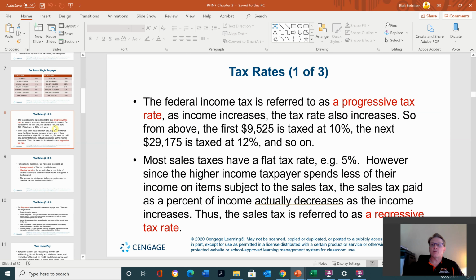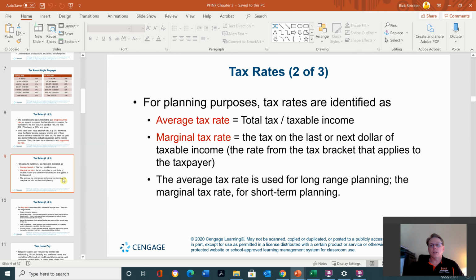So, tax rates: federal income tax is referred to as a progressive tax because as you make more, you pay a higher percent of your taxes. The average tax rate equals the total tax divided by the taxable income. The marginal tax rate is the tax on the last or next dollar of taxable income. The marginal tax rate is what I was trying to say about determining which job and how much money you're going to make. Take taxes into consideration.